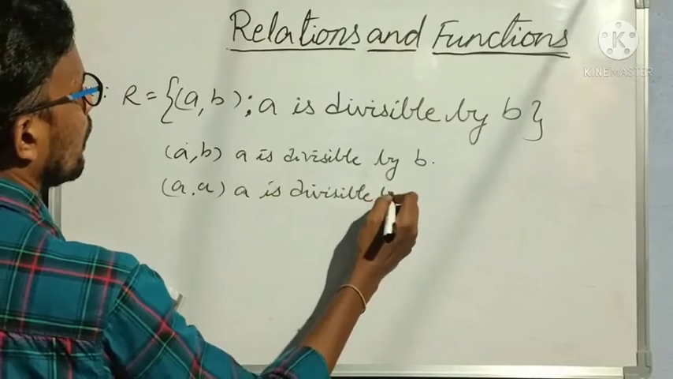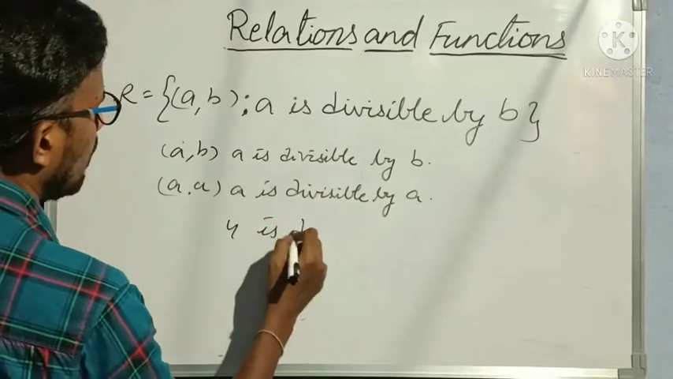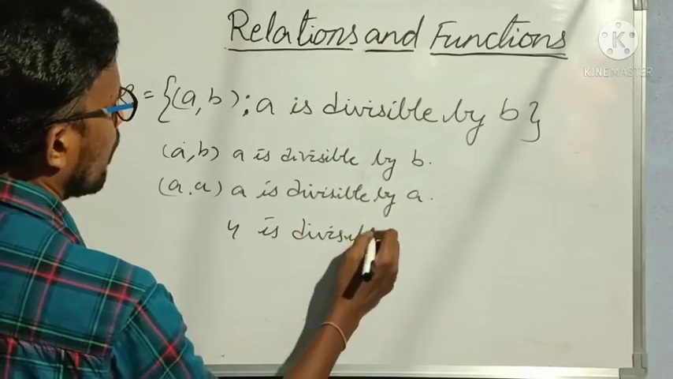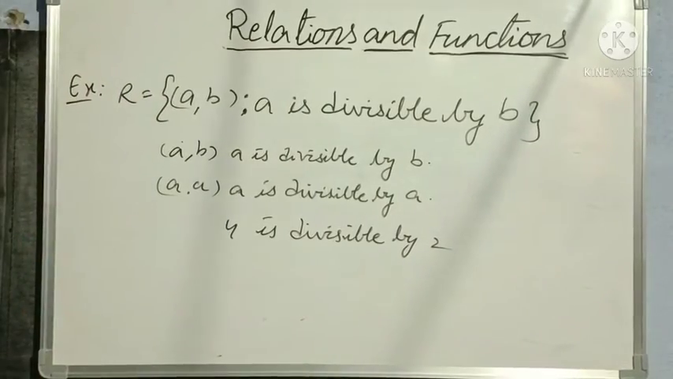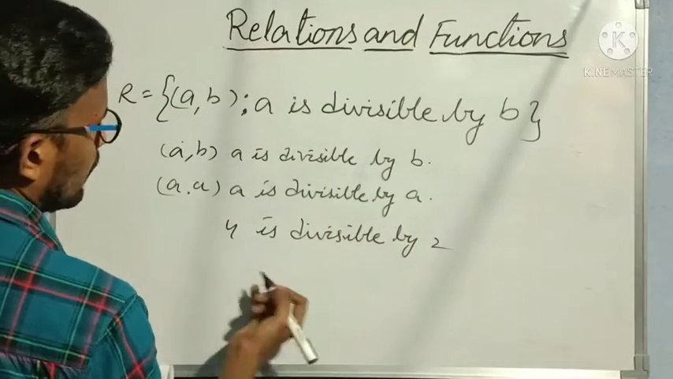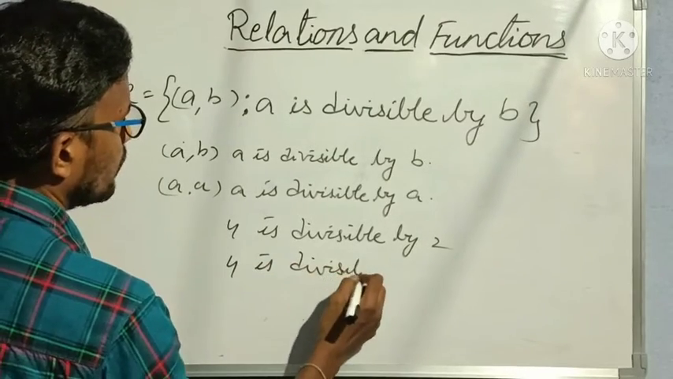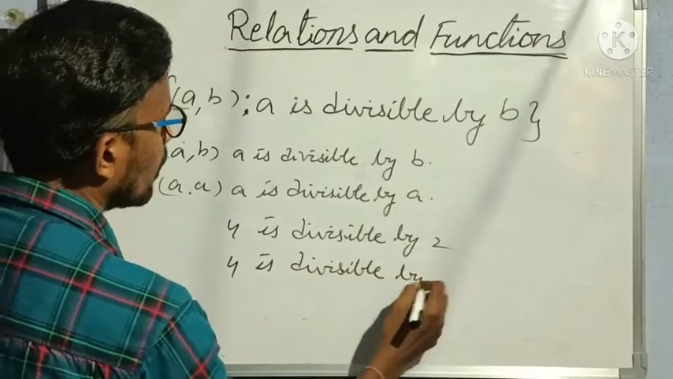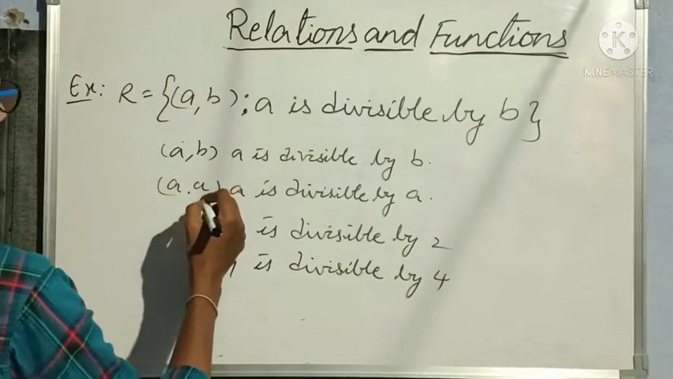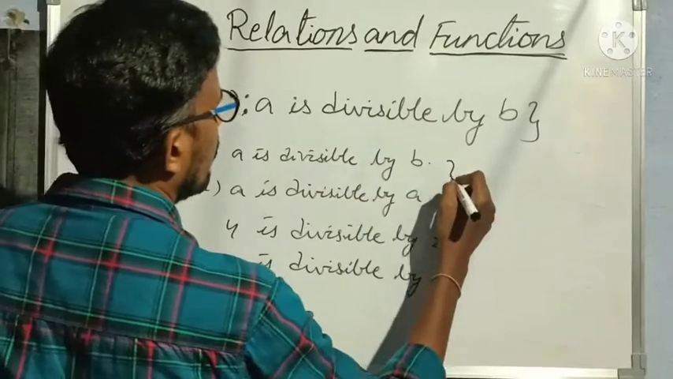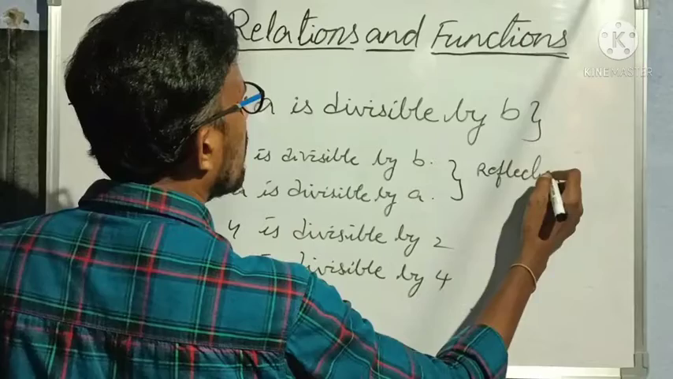Yes. Suppose I am taking 4 is divisible by 2, am I correct? Yes, 4 is divisible by 2 only, no? 2 2s are 4, yes. Can I write like this? 4 is divisible by 4. Yes. When I divide by 4 also I am getting the same remainder 0, am I correct? So if (A, B) belongs to R, then (A, A) belongs to R is also satisfied. So this relation is reflexive.